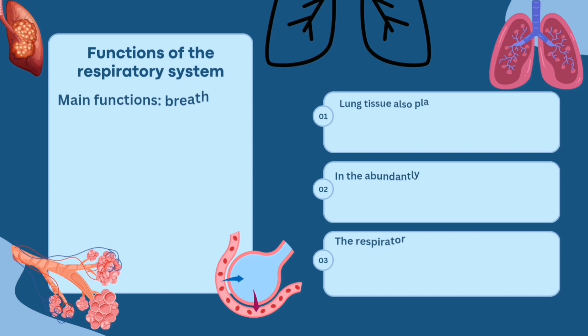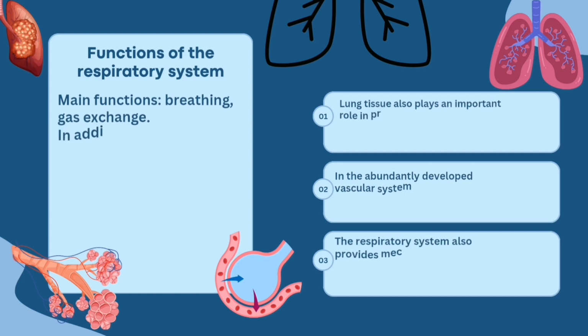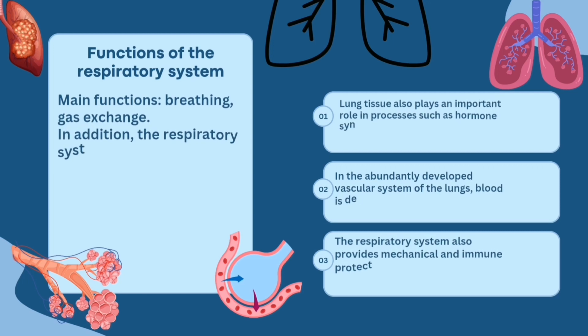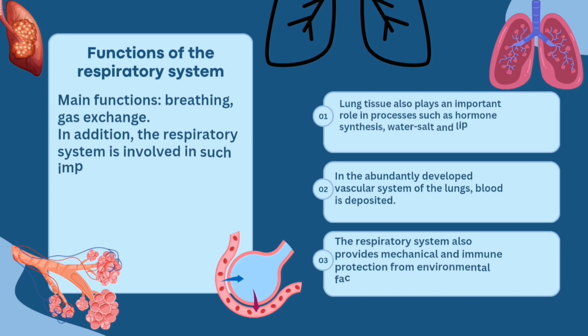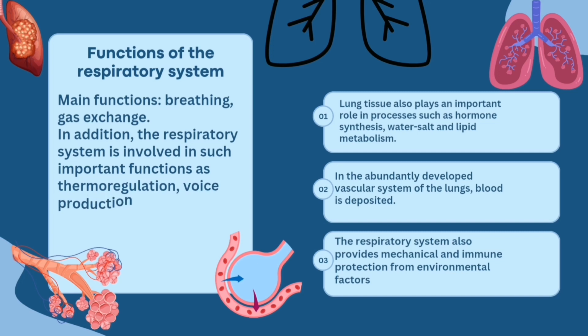Function of the respiratory system: main function, breathing, gas exchange. In addition, the respiratory system is involved in such important functions as thermal regulation, voice production, smell, and humidification of inhaled air. Lung tissues also play an important role in processes such as hormone synthesis, water, salt, and lipid metabolism. In the abundantly developed vascular system of the lungs, blood is deposited. The respiratory system also provides mechanical and immune protection from environmental factors.